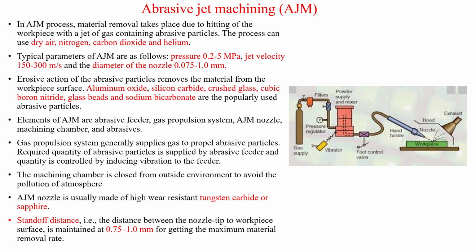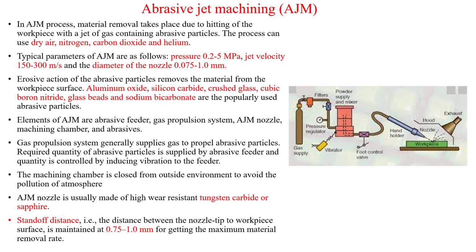Okay. Now we'll see the gas propulsion system, which generally supplies gas to propel abrasive particles. The required quantity of abrasive particles is supplied by the abrasive feeder, and the quantity is controlled by inducing vibration to the feeder. It's the same thing. There is a gas propulsion system which provides the gas, and an abrasive feeder which provides the abrasives. They are mixed, and then in the right quantity they are applied to the nozzle to hit the workpiece.